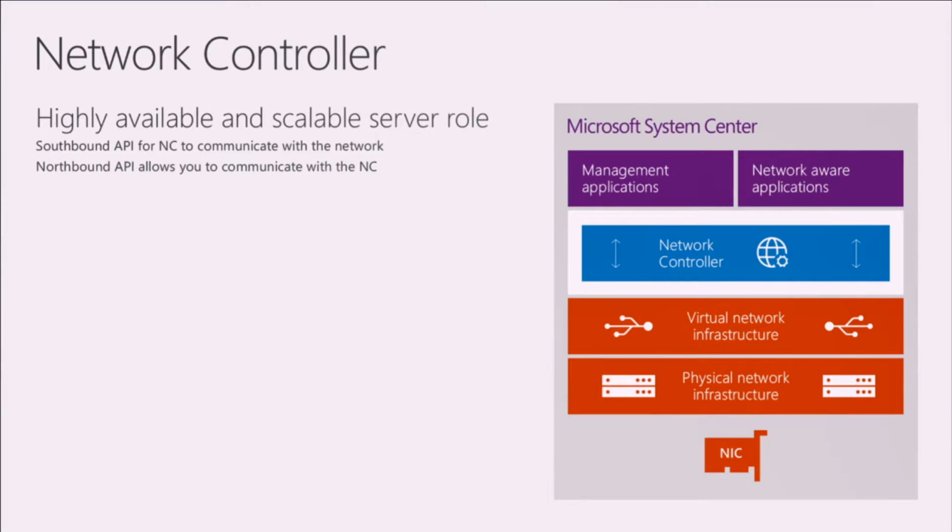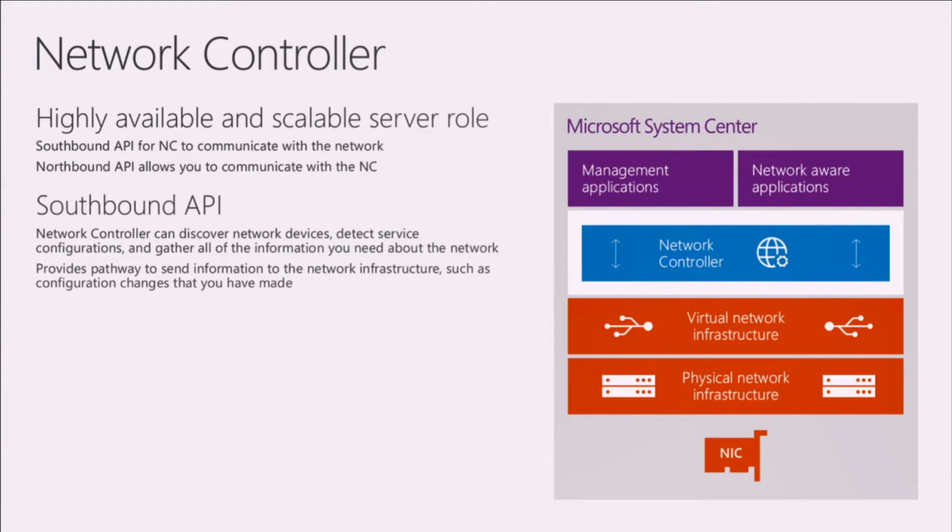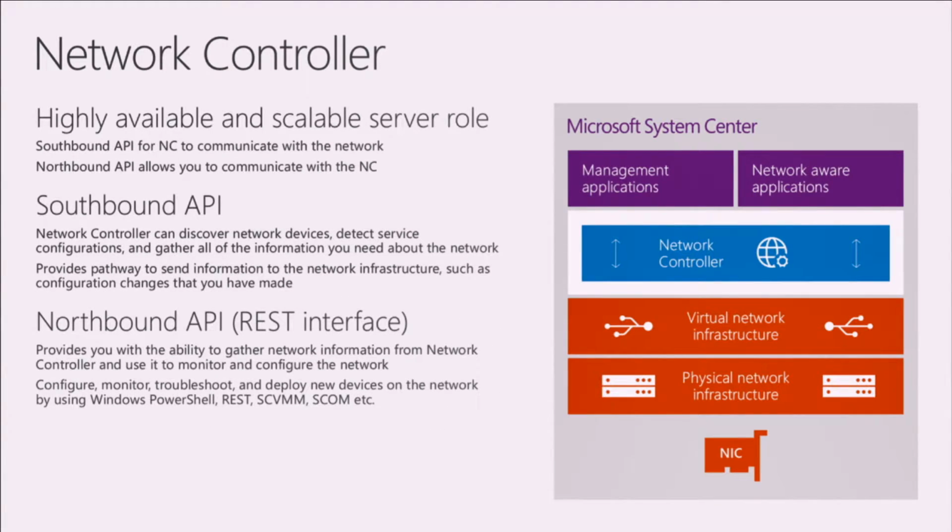The network controller itself has a northbound API, a REST API, and a southbound API to talk to physical switches, for example, or to talk to the network virtual functions like the software load balancer or distributed firewall. It's a scale-out service, so it's highly available by default, and you can scale it out to have it distributed and more available.